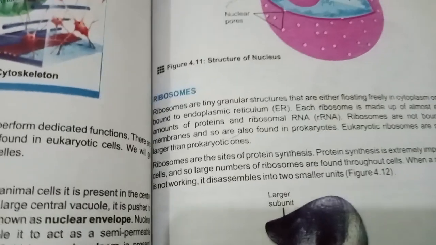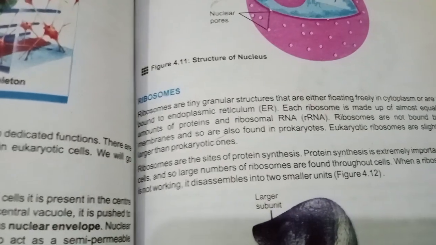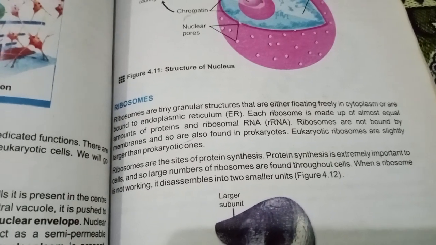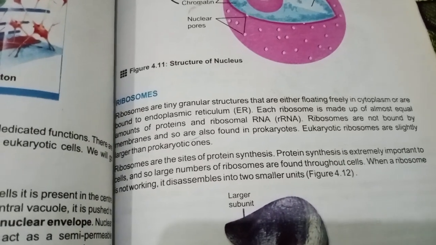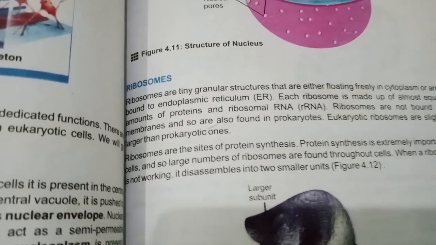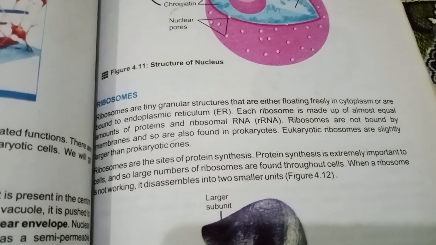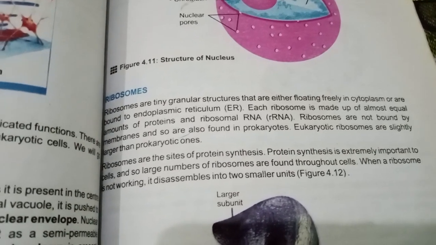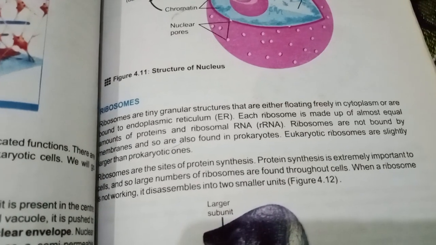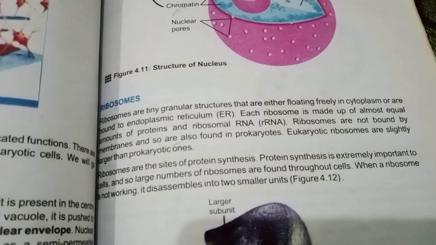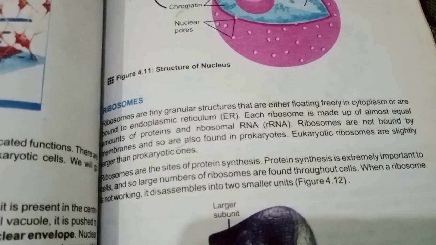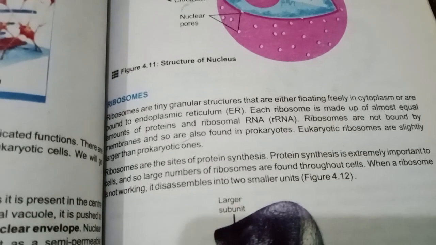And the second organelle in this topic is the ribosomes. Ribosomes are tiny granular structures that are either floating freely in the cytoplasm or bound to the endoplasmic reticulum, commonly and shortly known as the ER. Each ribosome is made up of almost equal amounts of protein and ribosomal RNA. Ribosomes are not bounded by membranes and so are also found in prokaryotes. Eukaryotic ribosomes are slightly larger than prokaryotic ones.